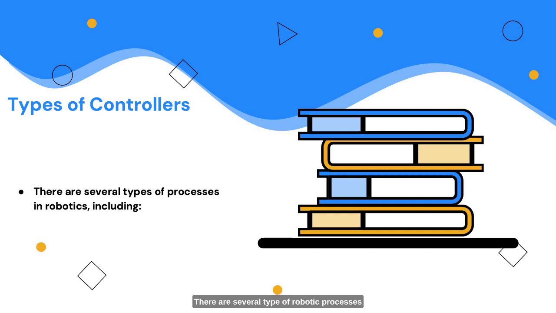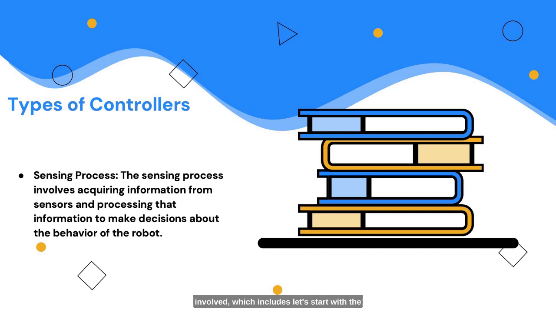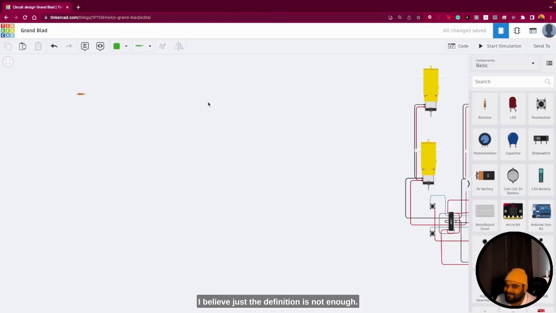There are several types of robotic processes involved. Let's start with the first one, the sensing process. The sensing process involves acquiring information from the sensors and processing that information to make decisions about the behavior of the robot. Now, we have understood the basic definition, but let's dive into it with an example from Tinkercad, because I believe just the definition is not enough.